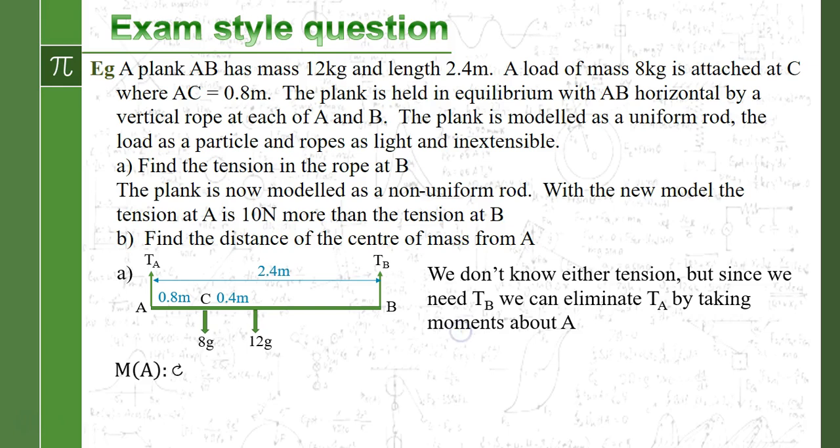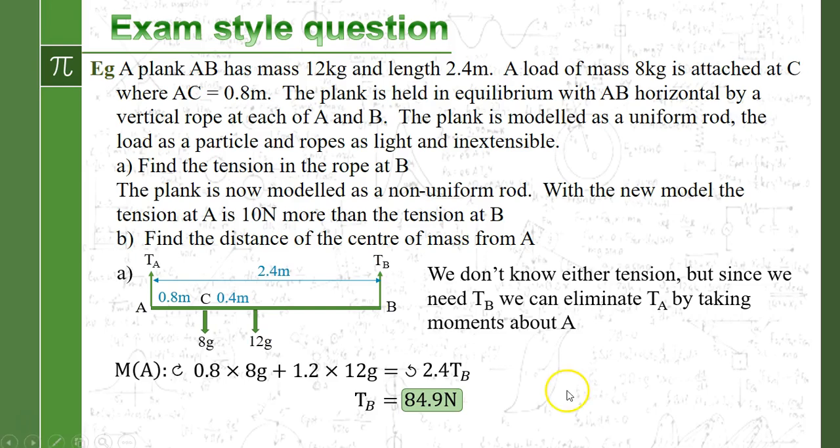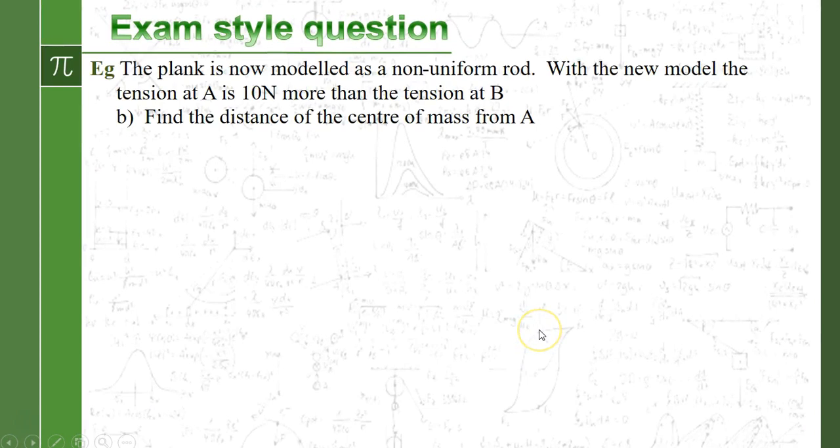So here we go again, clockwise. We've got the 0.8 times 8g, we've got the 1.2 times 12g, and then going anti-clockwise, we've got 2.4 times the tension at B. Again, now we've just got an equation in terms of the tension at B, so we can solve that, and we know our tension there is 84.9 newtons. That's part A sorted. Let's move on and have a look at part B.